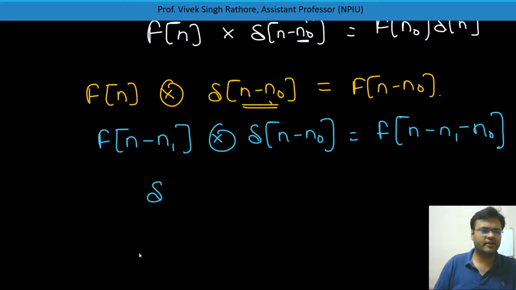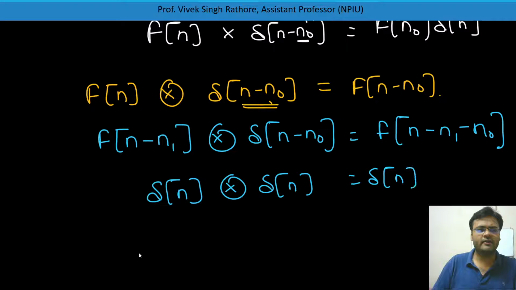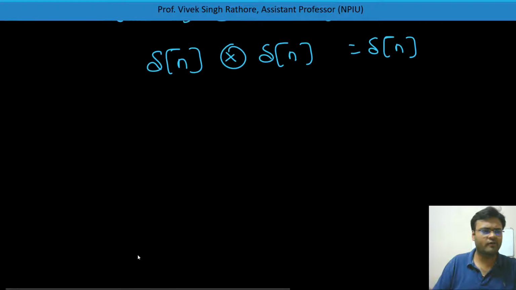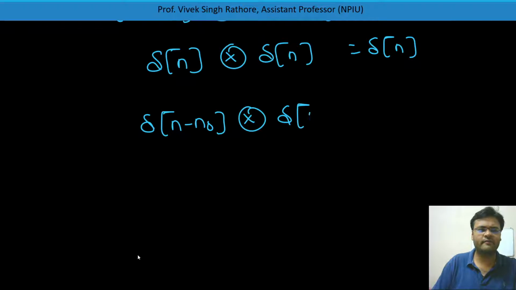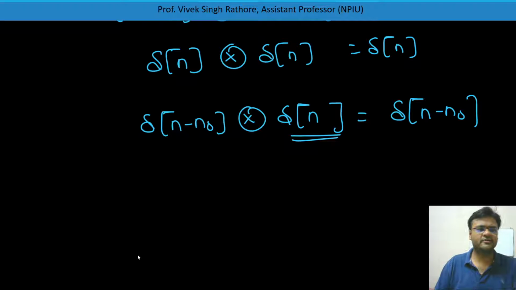So if delta n is convolved with delta n, you will get delta n only. And if delta n minus n naught is convolved with delta of n, you will get delta of n minus n naught only. This will be treated as the identity signal. Now, after understanding this property, we can solve one question. We can see another method.